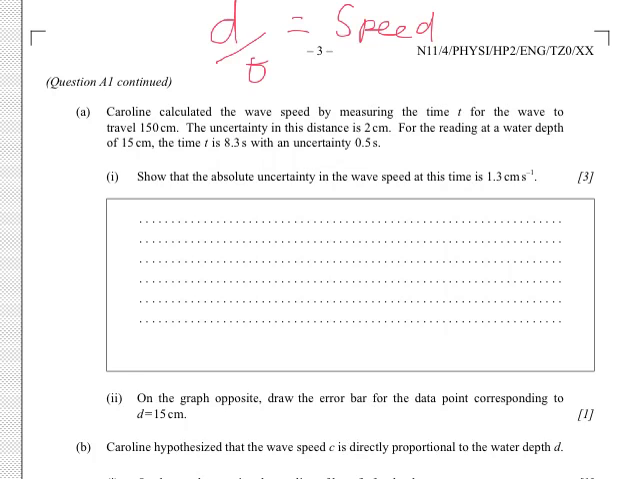Now remember that this is the wave speed for each depth of water. So the depth of water that we're considering is 15 centimeters, and the speed would be equal to the distance, 150, divided by the time, 8.3 seconds. So that would give us our value of speed, which is important. So we're going to do that first.